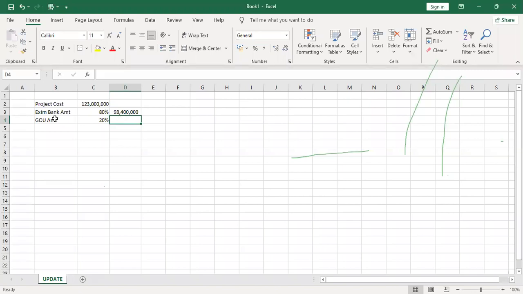I've typed Government of Uganda amount in cell B4. I've typed 20% in cell C4. Now, I want to get the amount in cell D4.